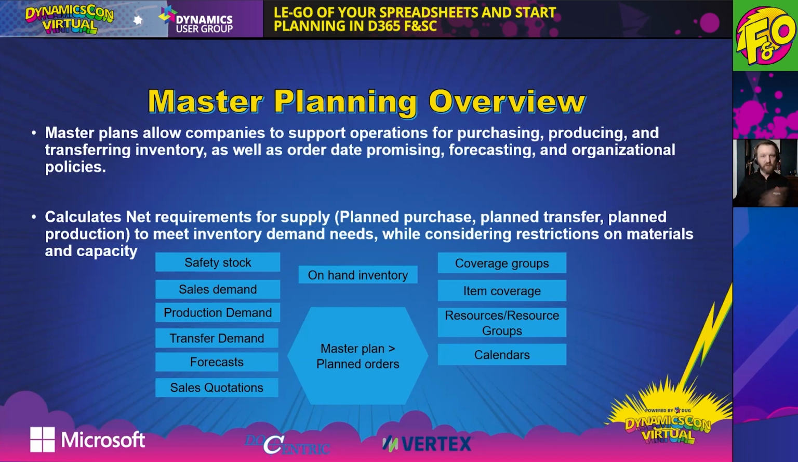Then we have coverage groups, groups of items that have similar lead times or similar planning settings that should be grouped together when we generate planned orders and when we analyze our supply chain. Then you have the third level, the most granular level, item coverage. What are item-specific planning requirements? Where are items made? Where are items purchased? Where are items transferred? Where are our safety stock levels applied?